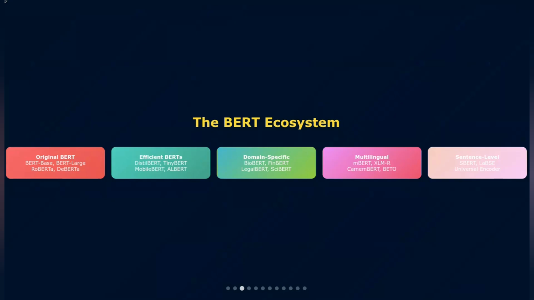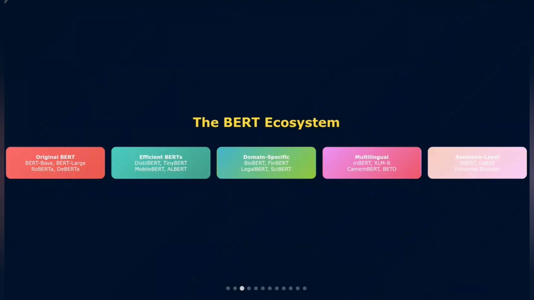We have 5 major categories. First, the original BERT family, the foundational models that started it all, including BERT Base, BERT Large, and early improvements like RoBERTa and DeBERTa. Second, efficient BERTs, the speed demons designed for production environments. This includes compression masters like DistilBERT and TinyBERT, mobile-optimized variants like MobileBERT, and parameter-efficient models like ALBERT.